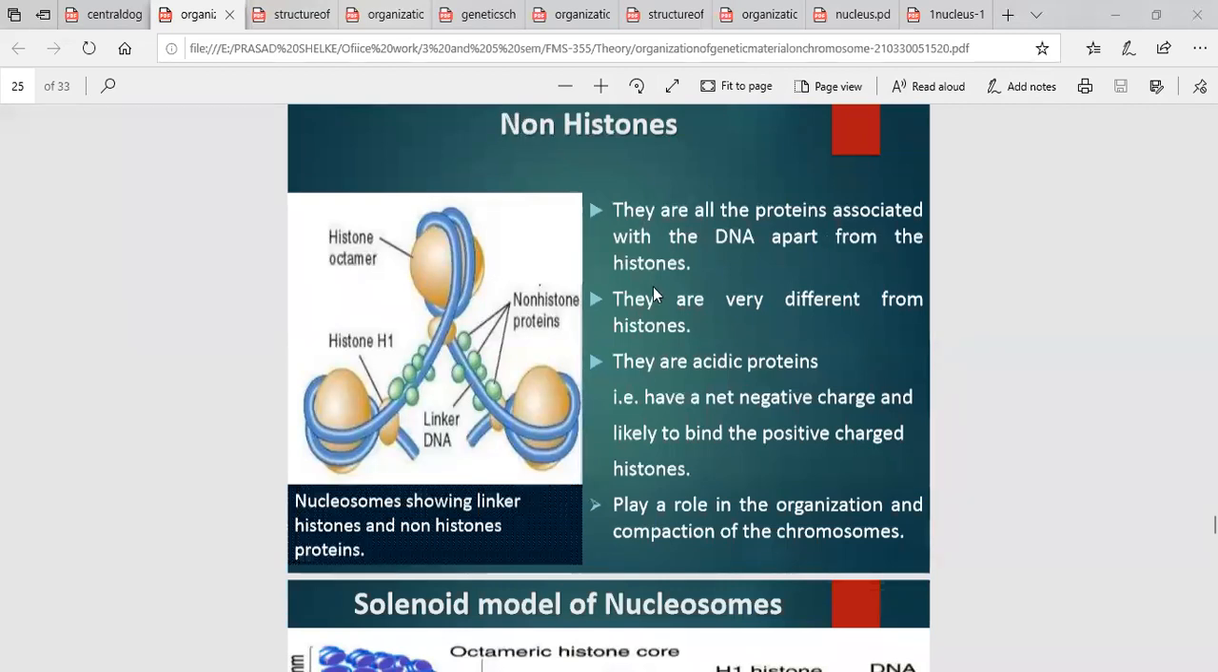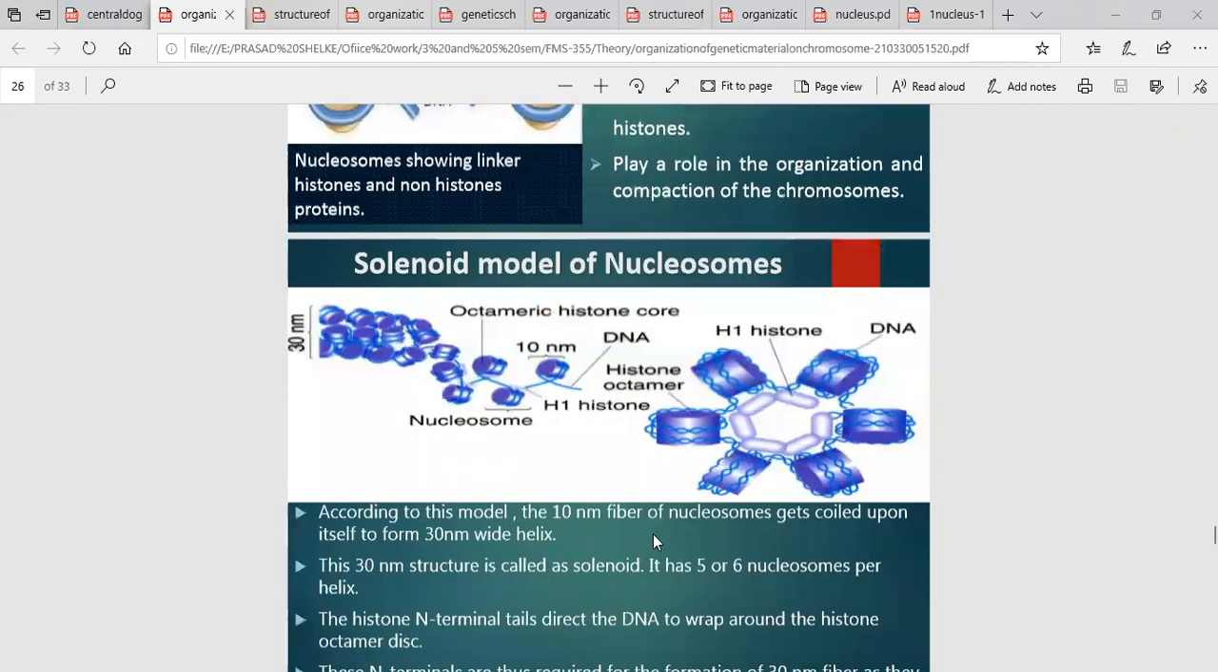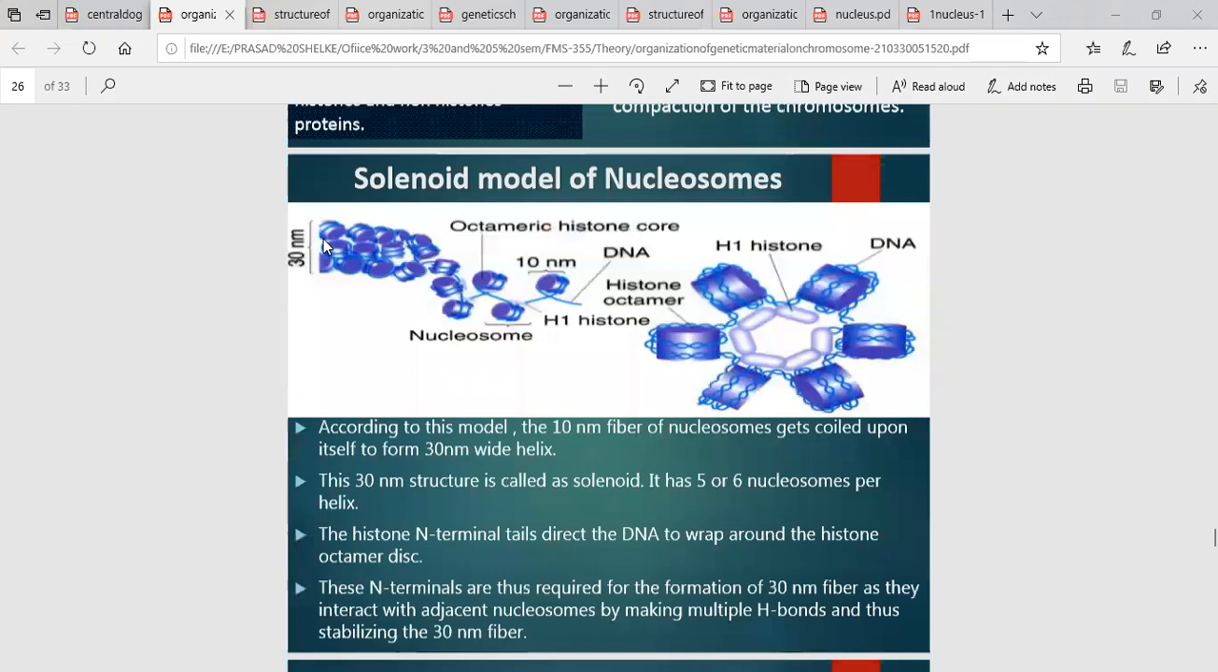Those are the characteristics of the non-histone proteins. They are acidic in nature. They are all the proteins associated with DNA apart from the histones. After this 30 nanometer fiber that gets developed during condensation, it is compounded again and forms a structure like this.